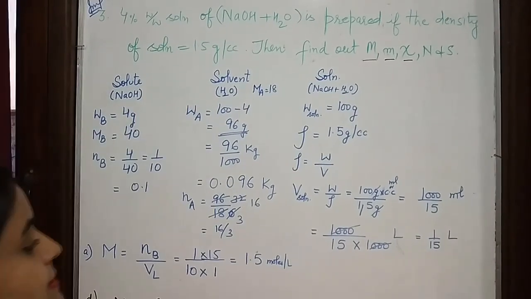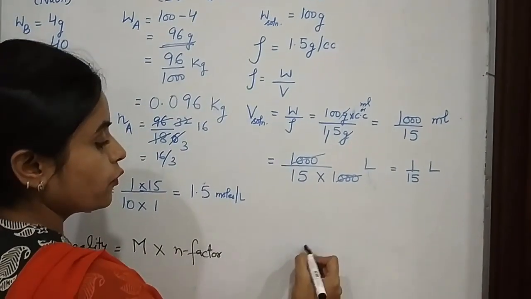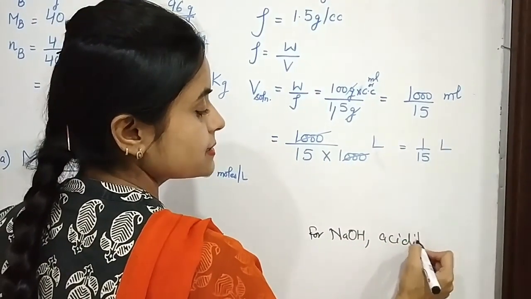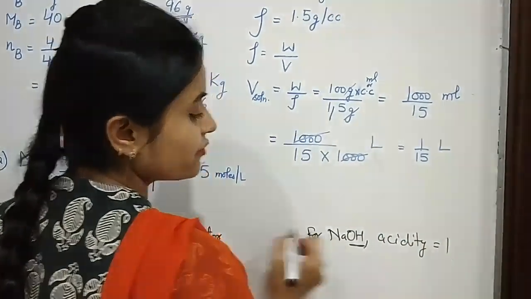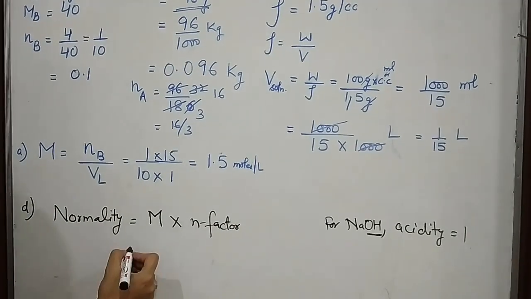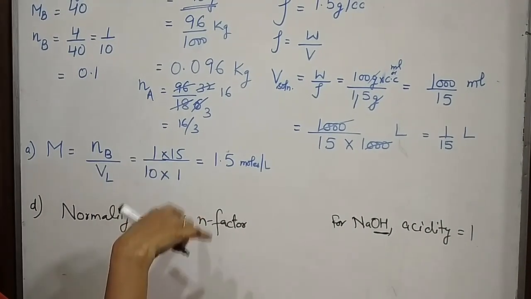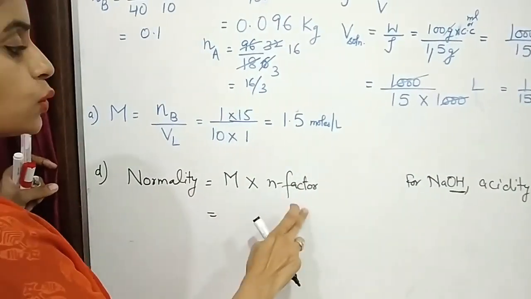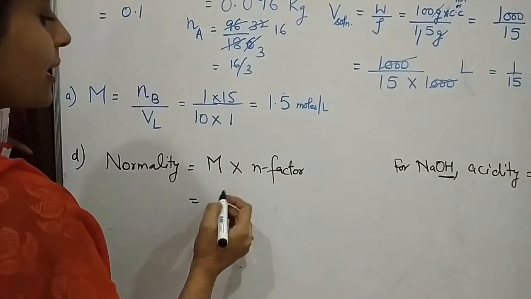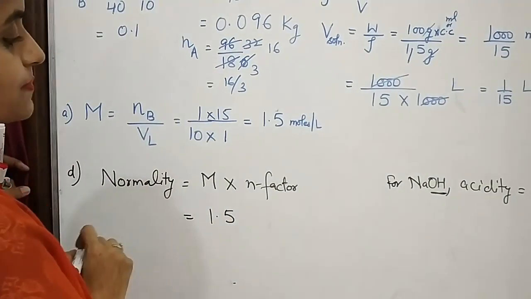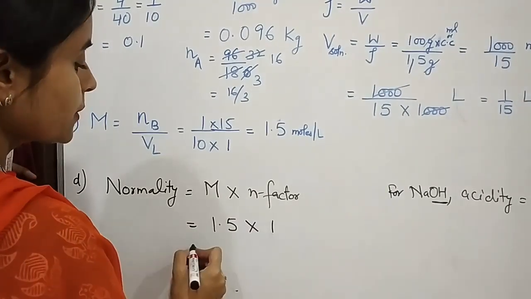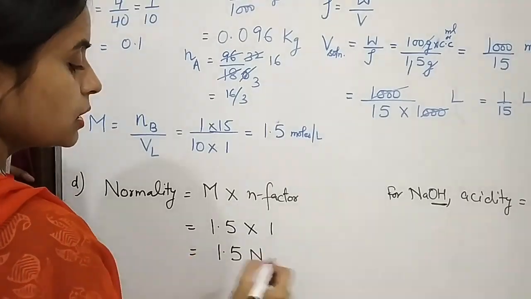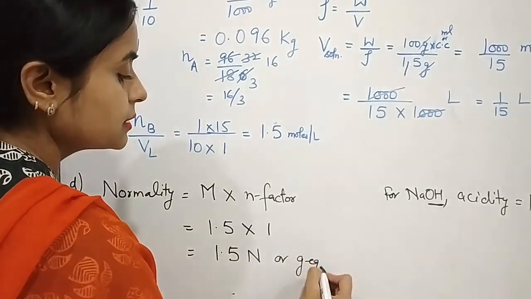So this base has acidity equal to 1, because NaOH releases only one OH group. So normality is equal to molarity into n factor, and molarity is 1.5 moles per liter, into n factor 1, so normality is also 1.5. Either you write here normal or you write gram equivalent per liter.